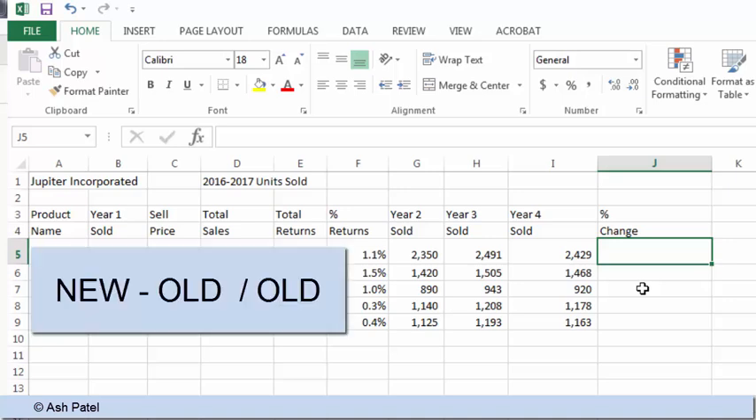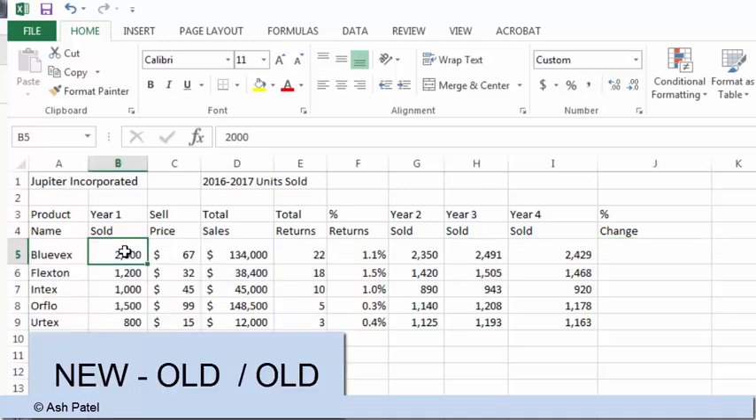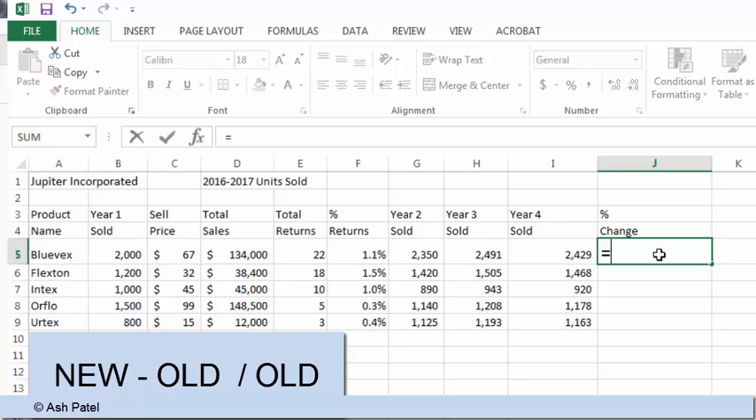The calculation is the new number minus the old number divided by the old number. Now, as long as you know that this is the new number and that's the old number, you'll be fine. So let's take a look. It will be the new number minus the old number, which will give you the difference, divided by the old number, right? It's that simple. That will never change. That's the same in the entire world, okay?